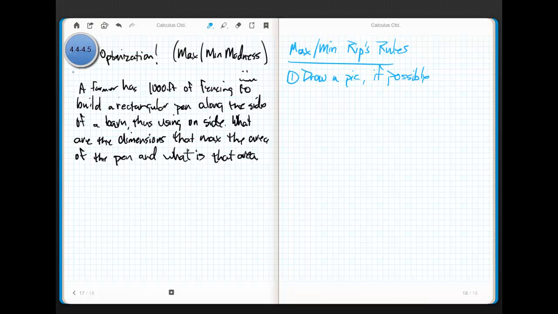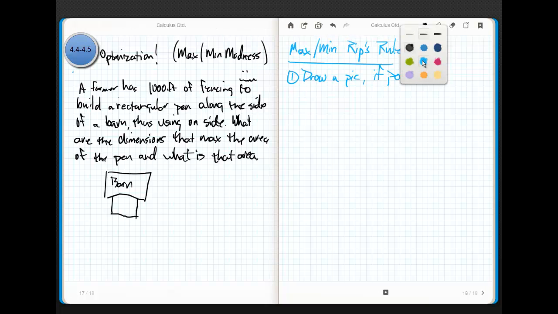So what's really going on over here? We'll change color pens. We've seen this, right? So here's my barn, and then my rectangular pen is going to steal a side of the barn. Nothing to it.